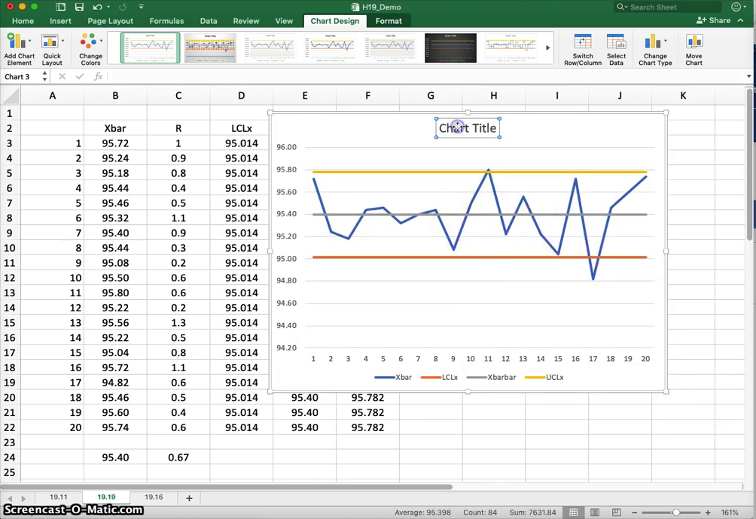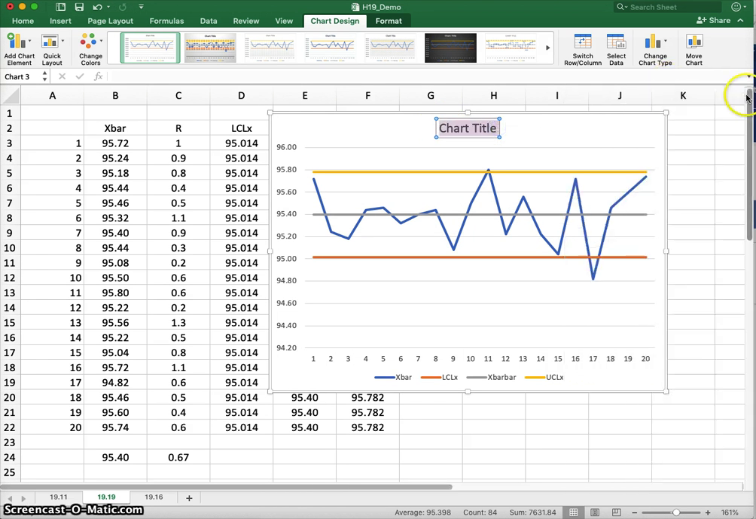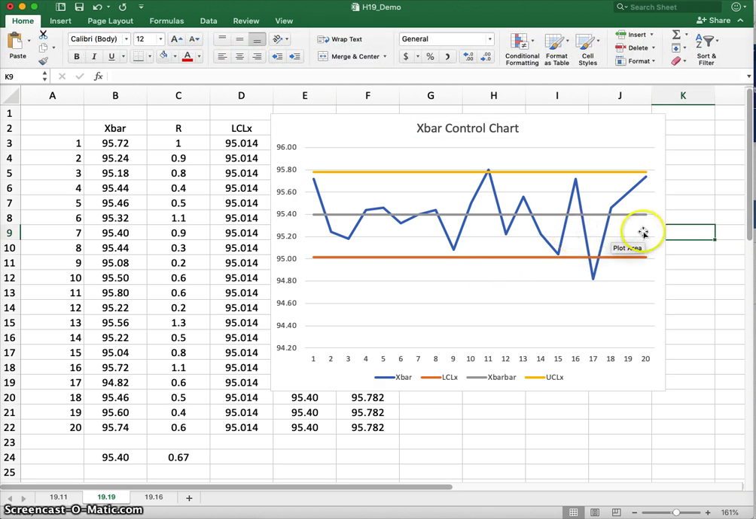Okay, and I could call it X bar control chart. Okay, what this shows is this is my X bar line. So this is our average temperature, and these are my actual temperature readings. So this is X bar. This line up here is the upper control limit, and this line is the lower control limit. So all the readings would have to be in between these two areas here.